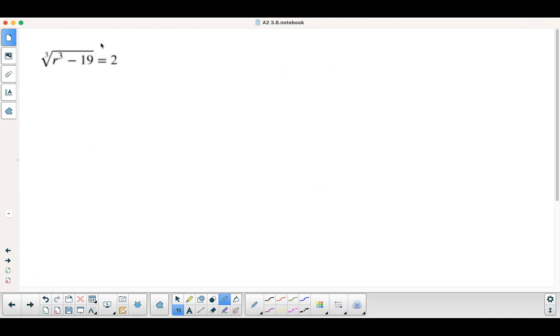All right, on to the next one. This one's pretty easy. Just cube both sides. Don't have to move anything around. Just make sure you get that cubed root all by itself first, okay?